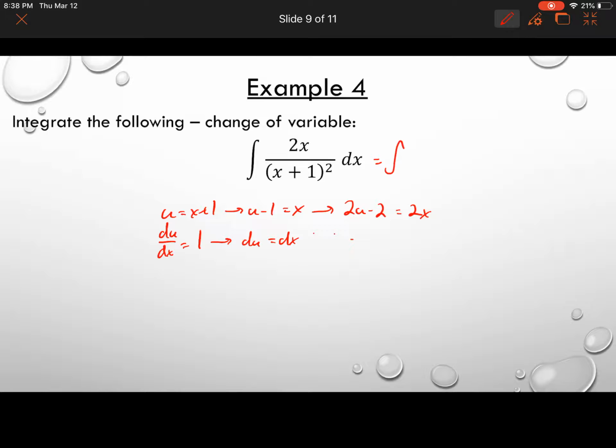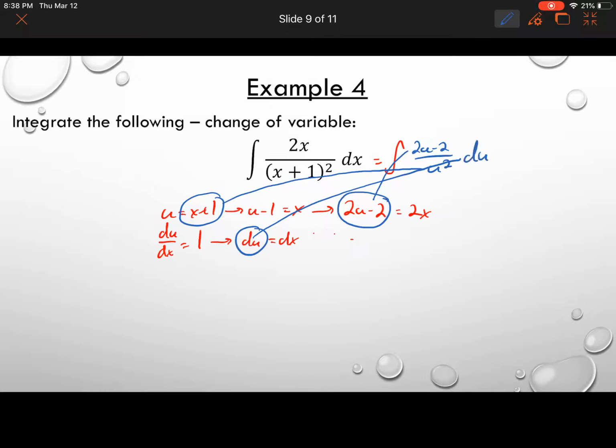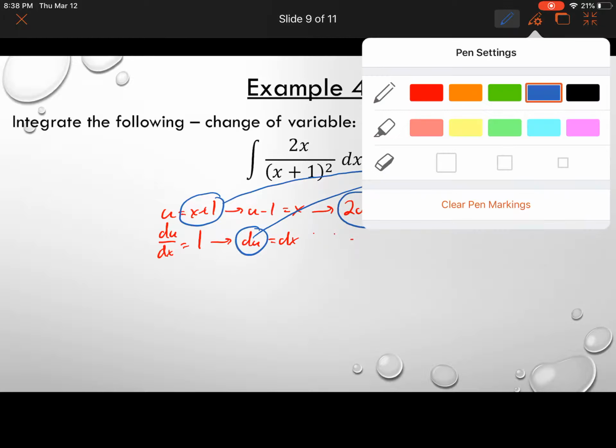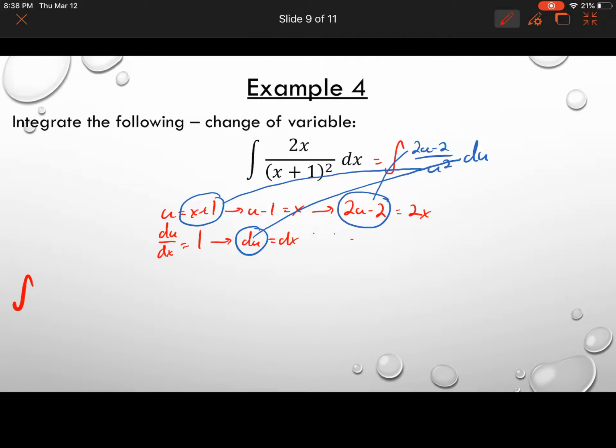So we can rewrite this as the integral. So now 2x is equal to 2u minus 2 over, remember, u is now x plus 1. We just got u squared, and now du is just dx now. So let me just rewrite it here so it looks a little bit more clear what we have. So we have the integral of 2u minus 2 over u squared du.